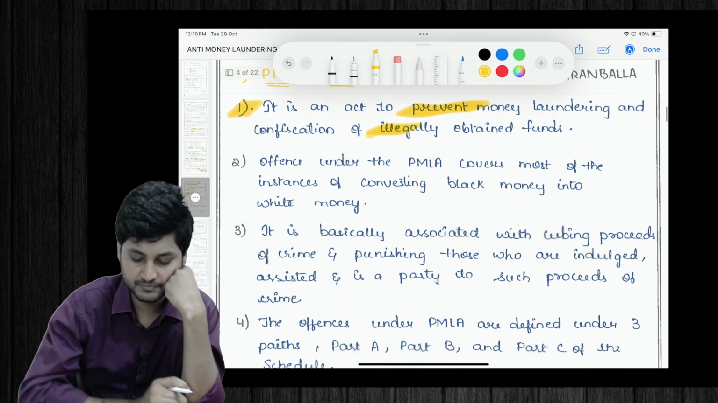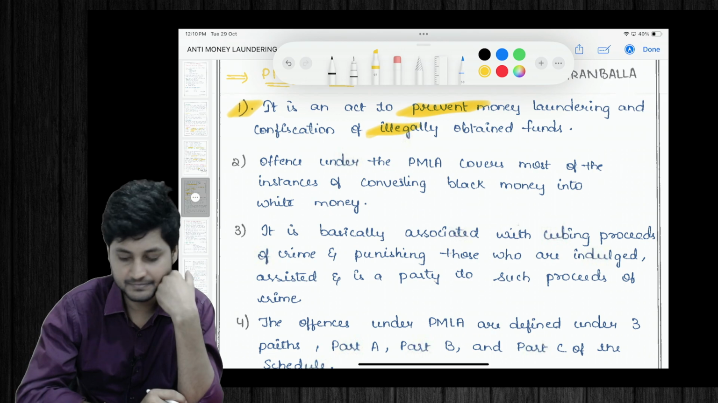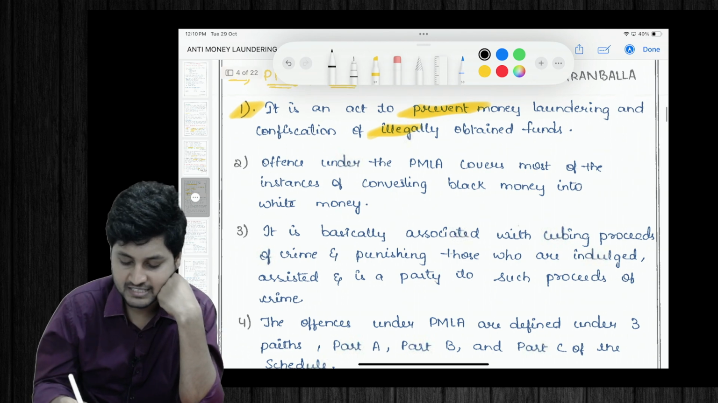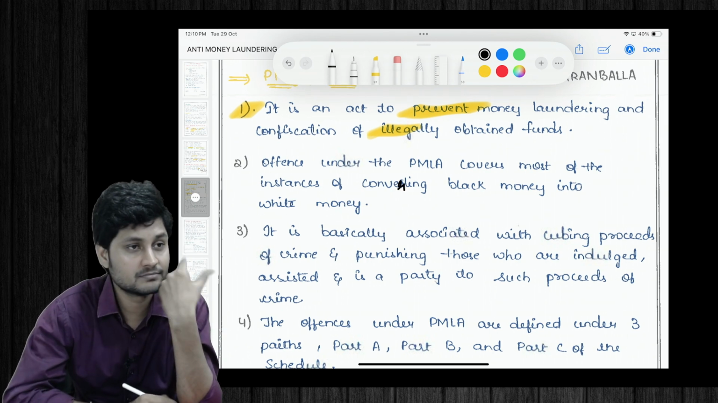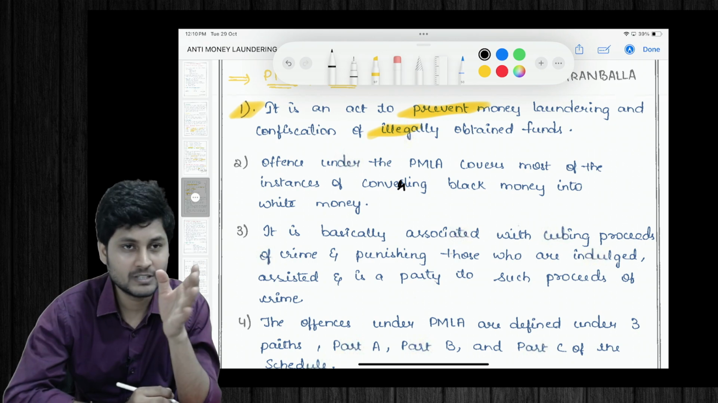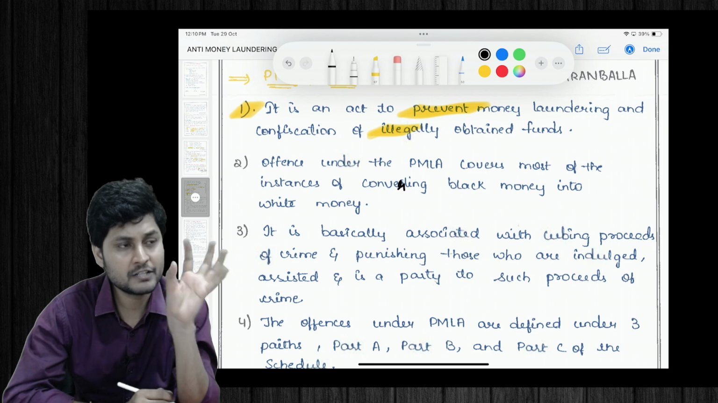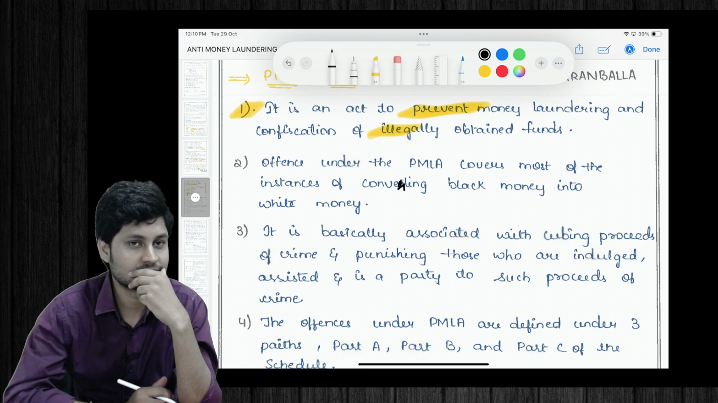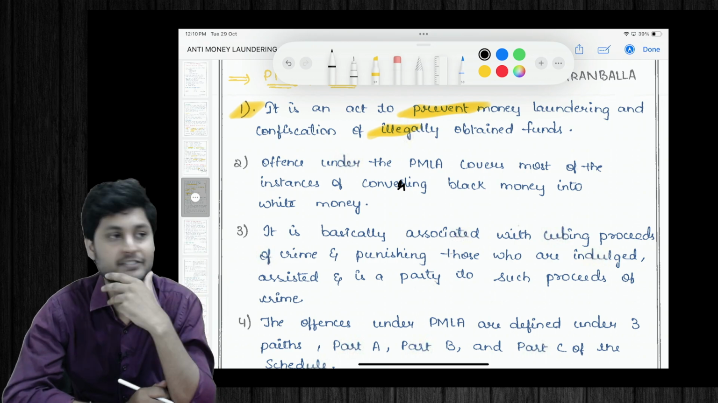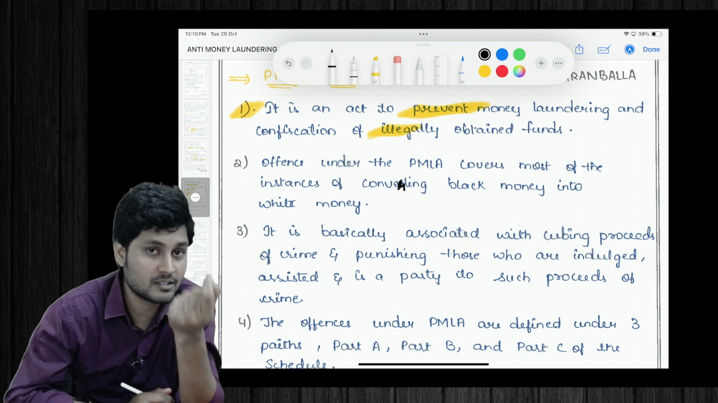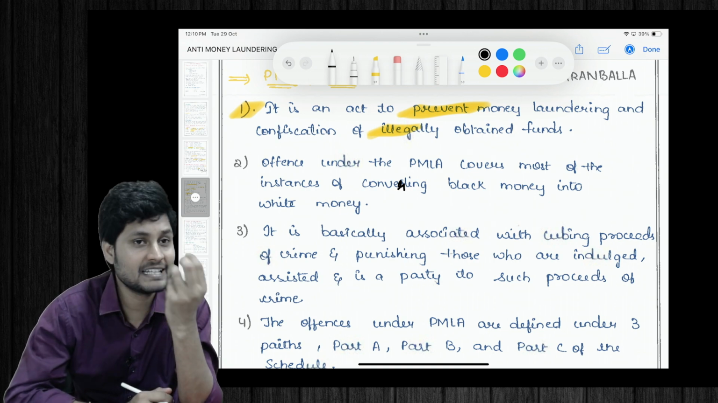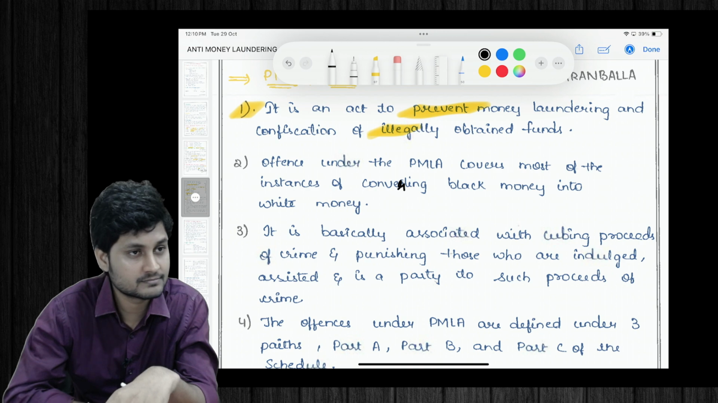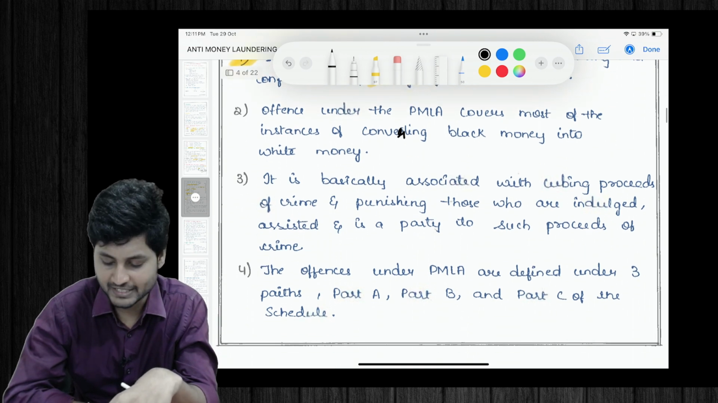Come to point number 2. Offense under PMLA covers most of the instances of converting black money into white money. So in this PMLA, the majority of the provisions focus on the conversion of black money into white money. We just need to prevent that activity. That is the main intent of this law: prevention of conversion of black money into white money.